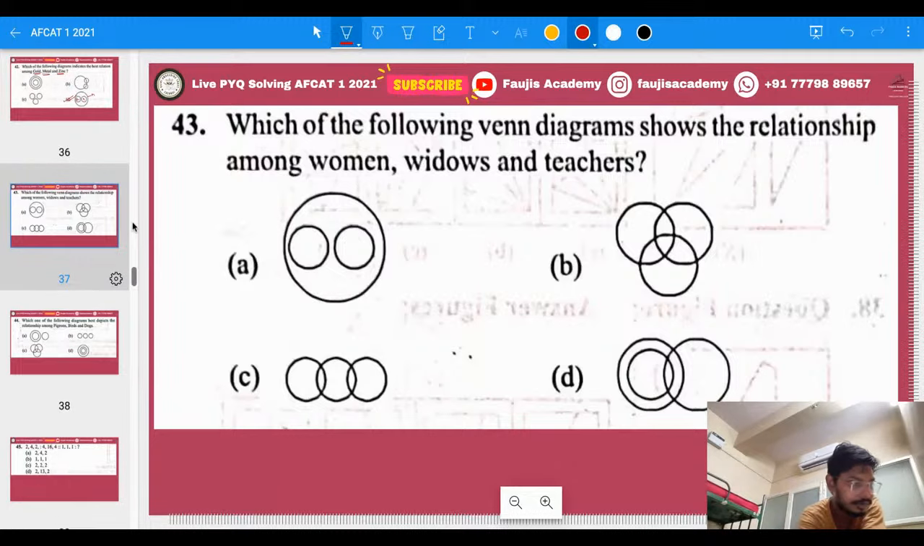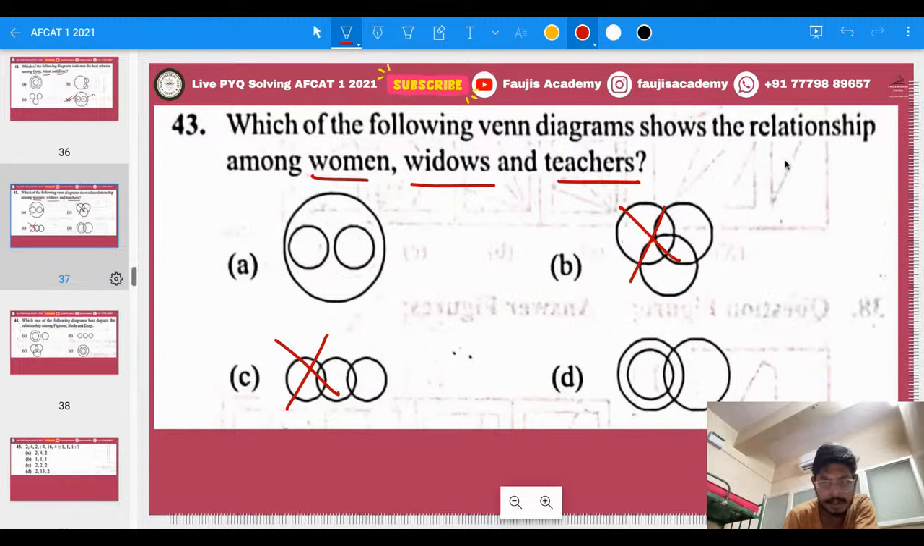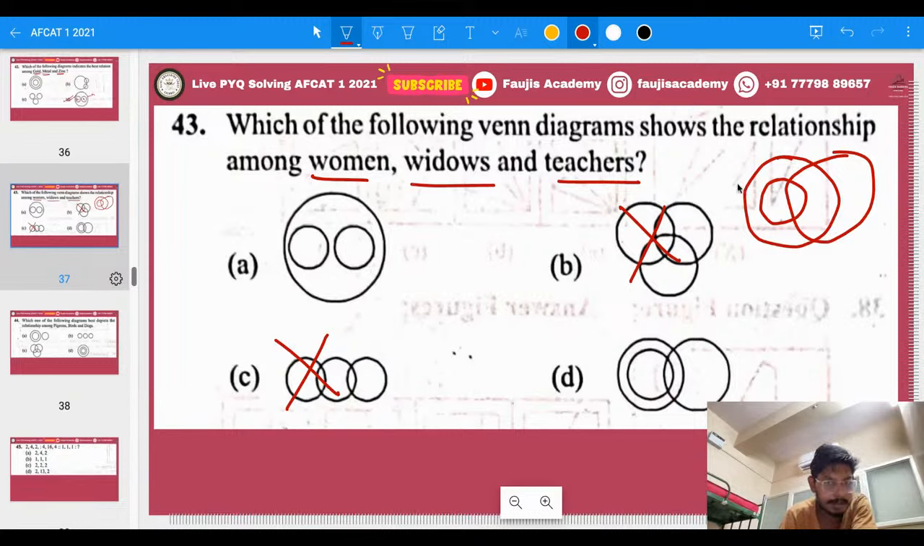43 will be how much? Women, widows, and teachers. Widows are female only, right? That means one circle will come inside another. That is for sure. All widows are women, but is it necessary for them to be a teacher? It's not necessary. So for 43, the answer will be D. Some will be teachers as well.